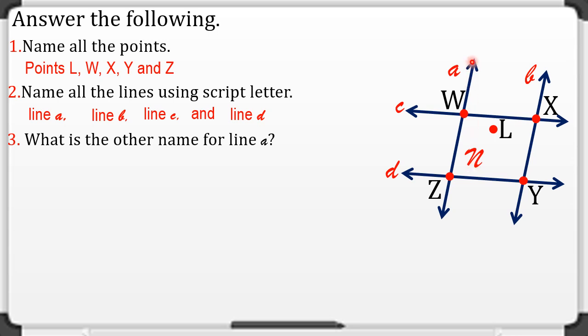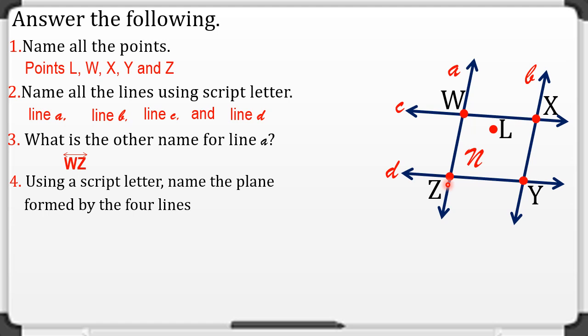Number 3, what is the other name for line A? So we have here the line A, this one. We can call this line WZ or line ZW. As we all know, a line can be named by 2 letters. Number 4, using a script letter, name the plane formed by the 4 lines. As we all know, these 4 lines, A, B, C, D, create a plane. Inside this plane is a script letter N, and that is the name of our plane. That is plane N.